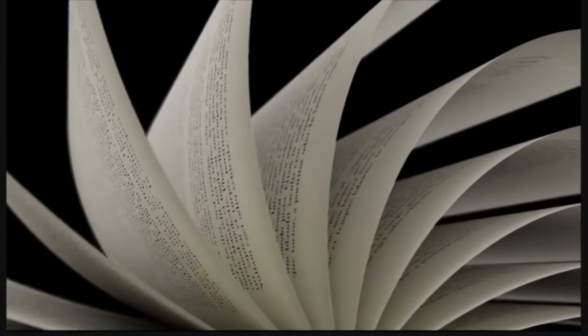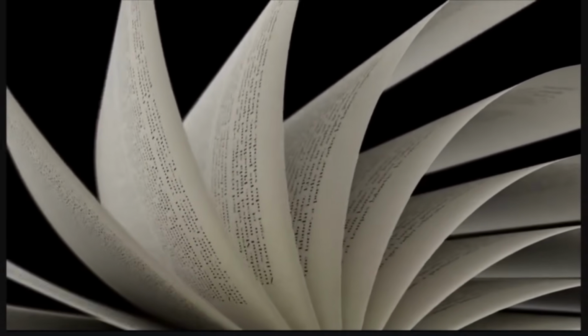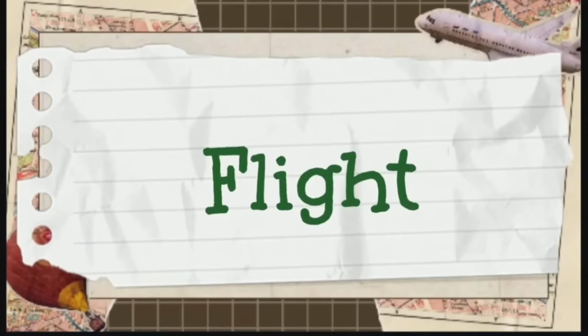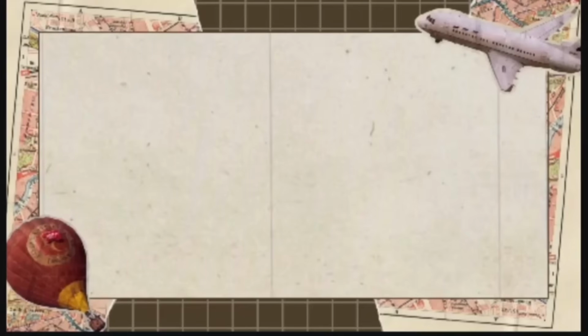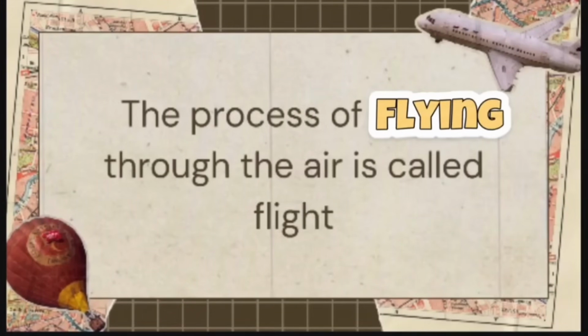Before going to the story, we'll look at some difficult words which we come across in the story. Let us see. What is the title of the passage? His First Flight. What do you mean by flight? Flight means the action or process of flying through the air.